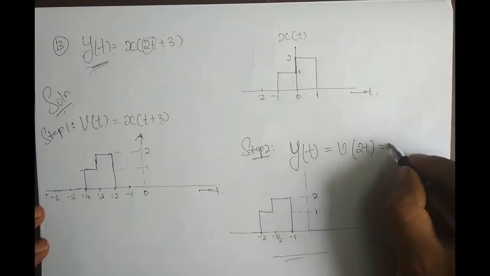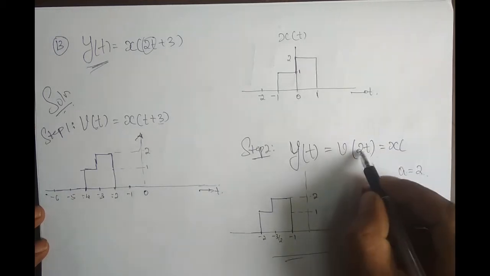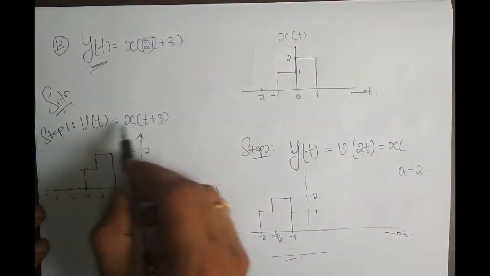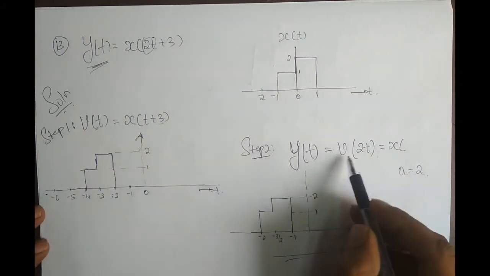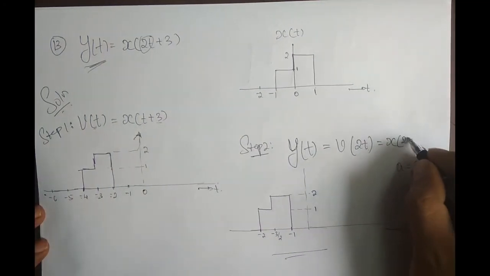So what is this in terms of x of t? v of t is x of t plus 3. What is v of 2t? It is x of 2t plus 3.